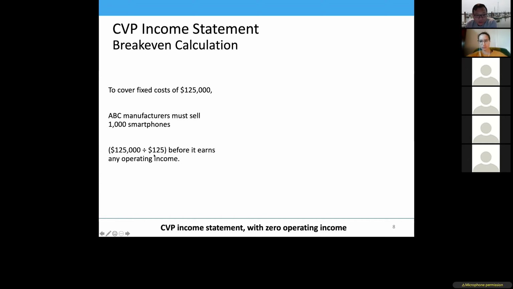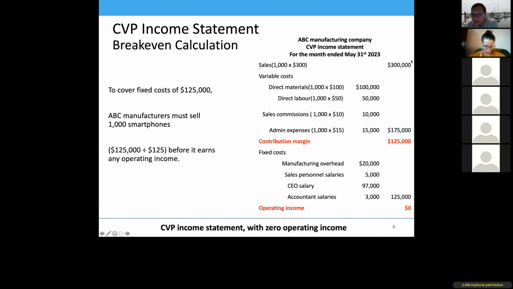Okay, so how did you do the calculation? You use the total fixed cost, 125,000, divided by the contribution margin per unit. Okay, that's the 1,000. So take a look at the statement. So now I have 1,000 instead of 2,000. You can see the sales is 300,000. My contribution margin is 125,000, which is equal to the total fixed cost. So my operating income is 0.